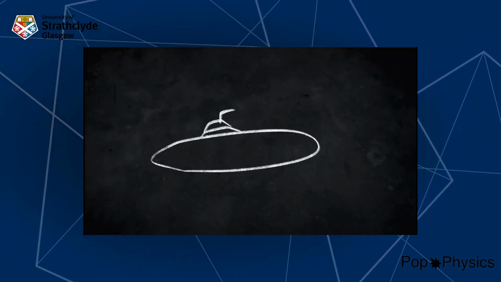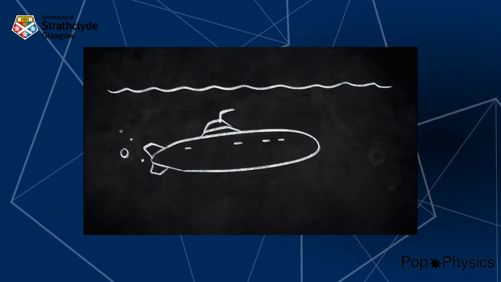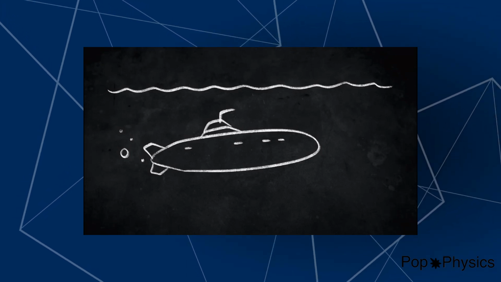Submarines. Great big ships that can sail both above and below the water. But how do heavy submarines float? And how do they sink? Well, that's what I'm going to teach you today.